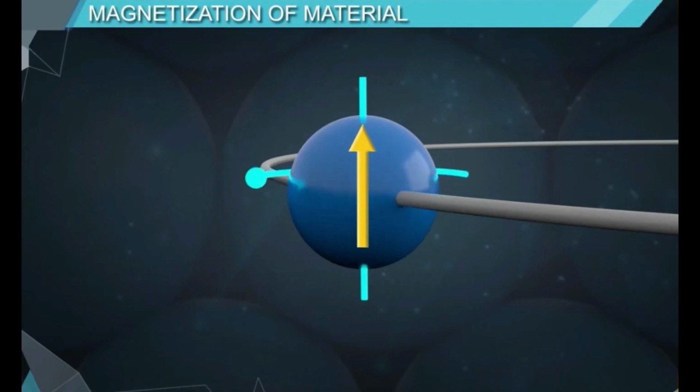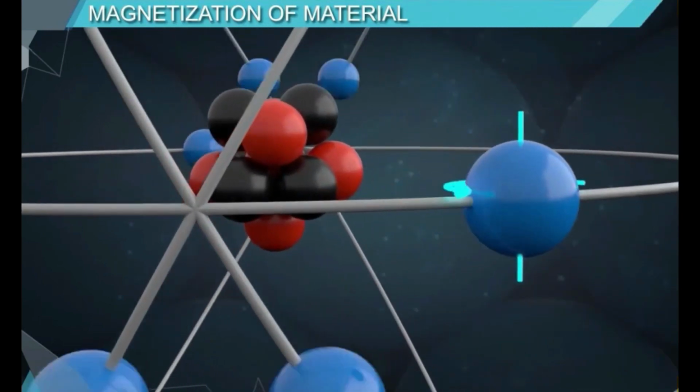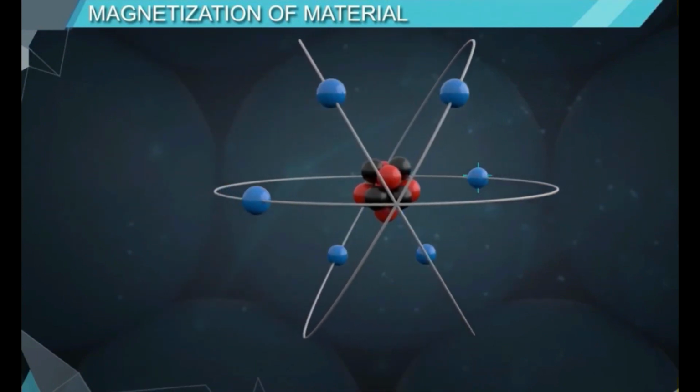9.285 into 10 to the power minus 24 joule per Tesla. The nucleus has a magnetic moment, but it is very negligible when compared to that of electrons. The resultant magnetic moment of an atom is the vector sum of all the magnetic moments in an atom. The resultant magnetic moment of an atom depends on the number of unpaired electrons in the atom.